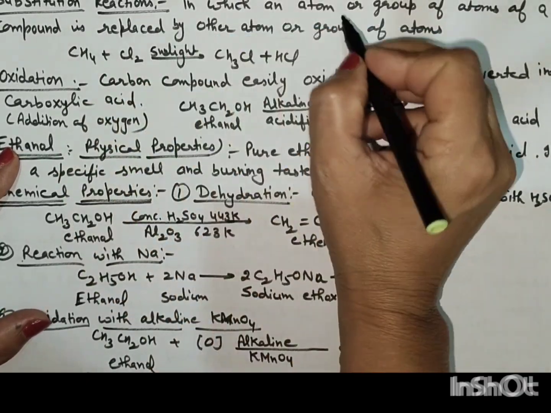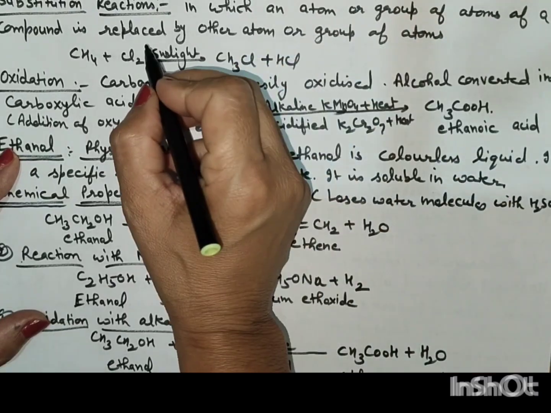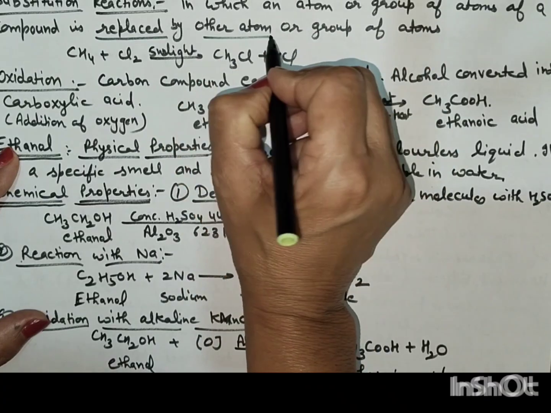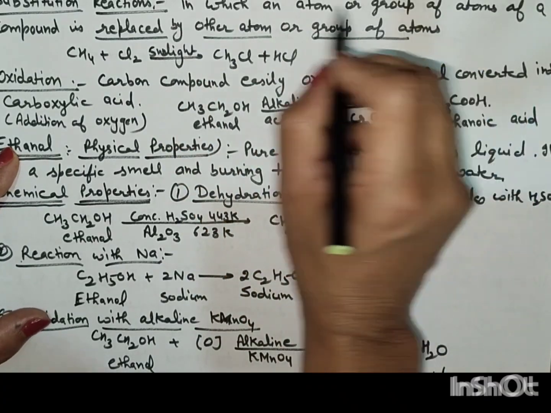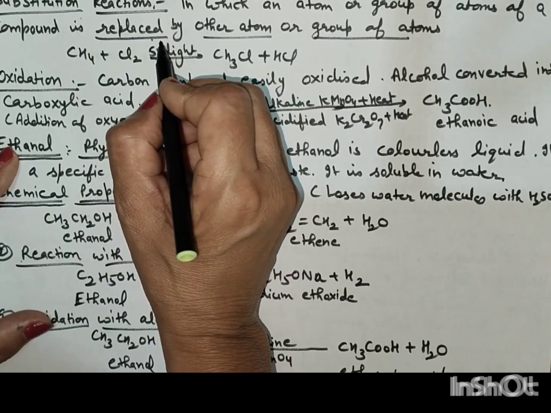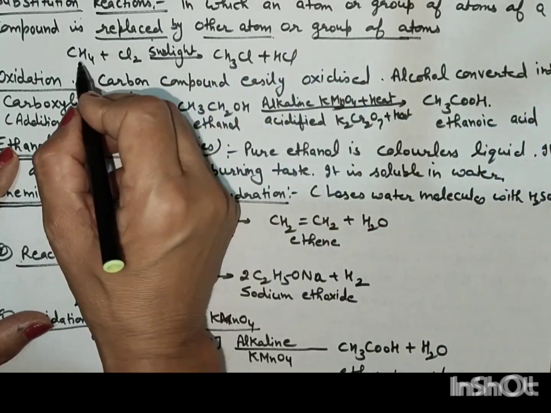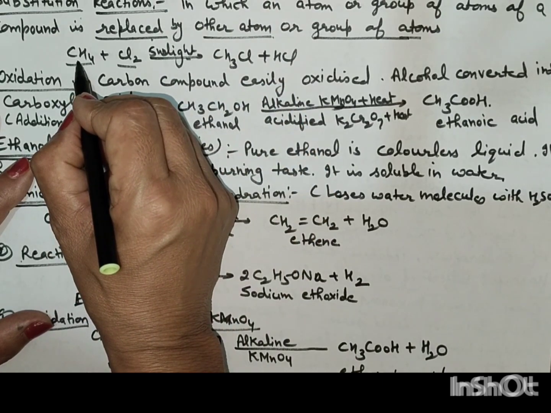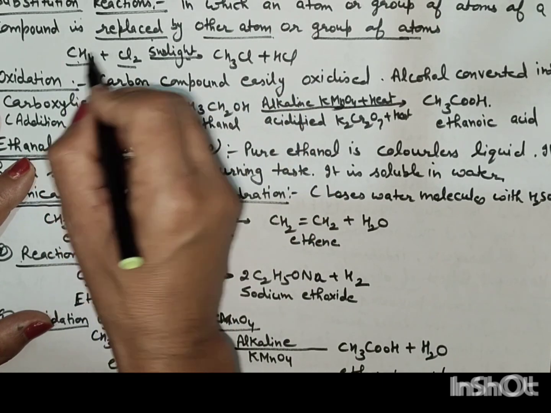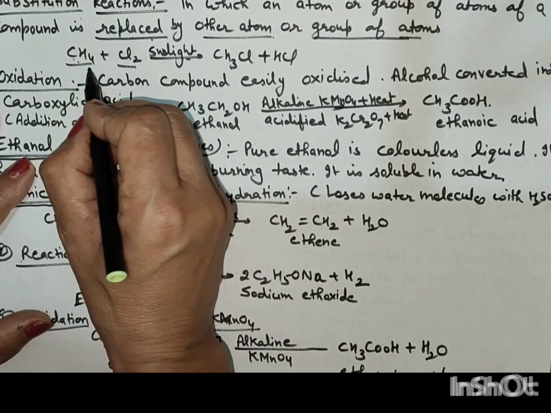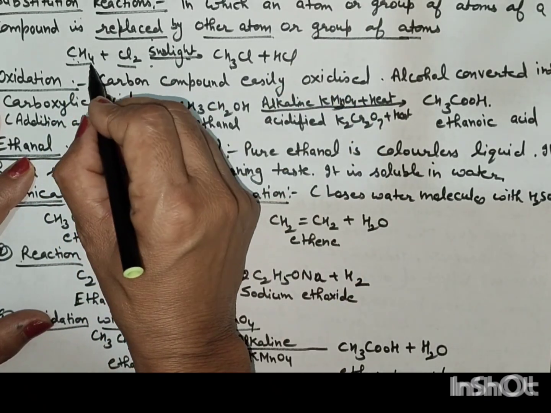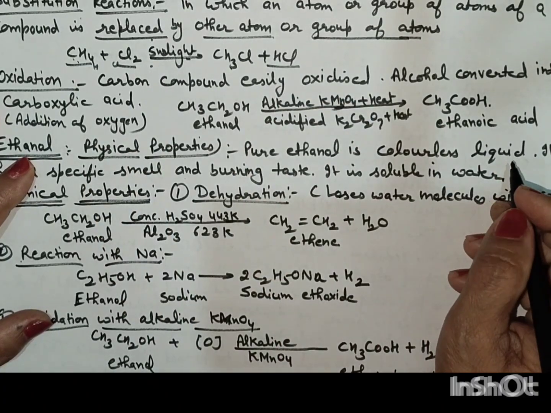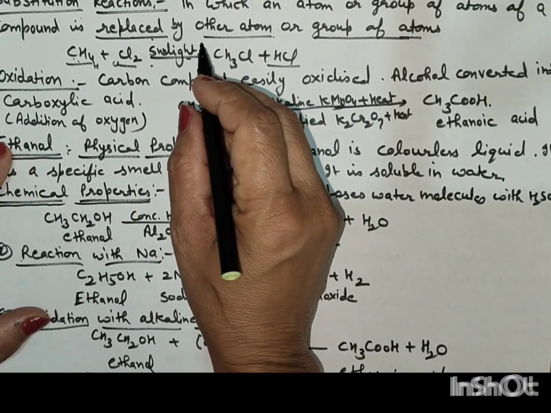Substitution reactions are those in which an atom or group of atoms of a compound is replaced by another atom or group of atoms. Substitution means replacement. CH4 plus Cl2 in the presence of sunlight. Here one hydrogen from CH4 is replaced, forming CH3, and Cl combines here, and the H and one Cl are released as HCl. This is called a substitution reaction.